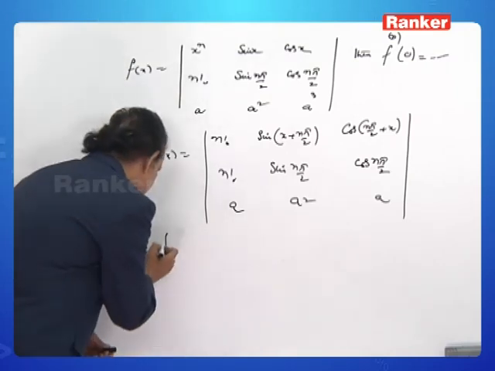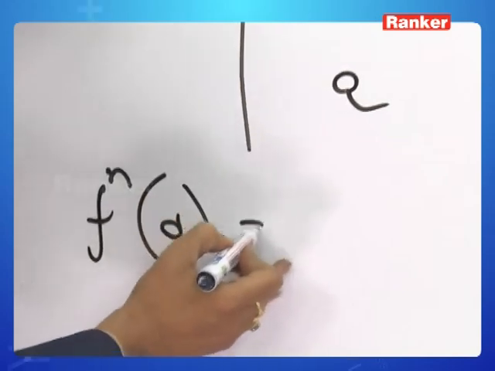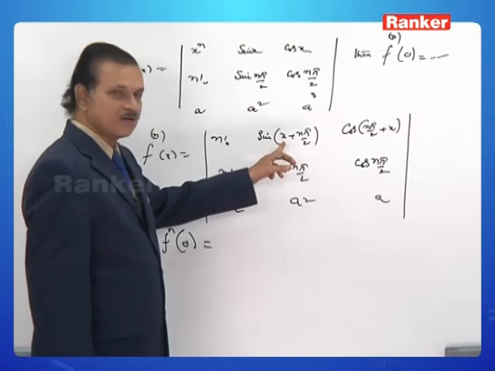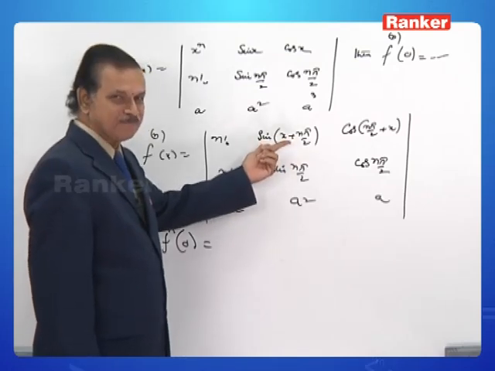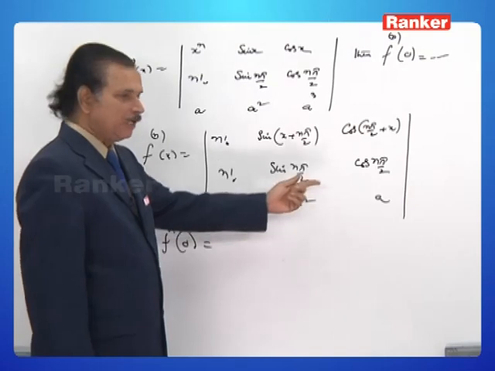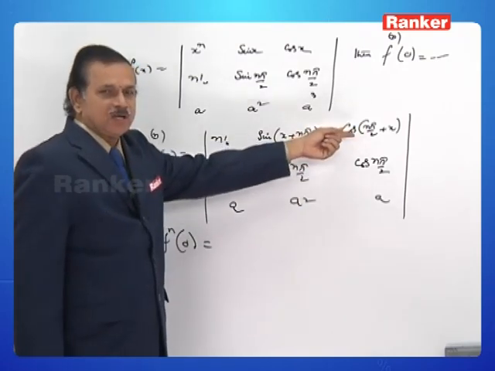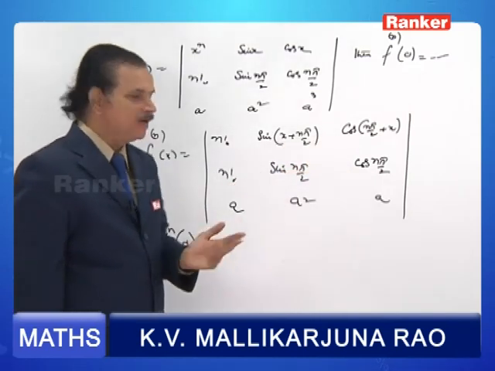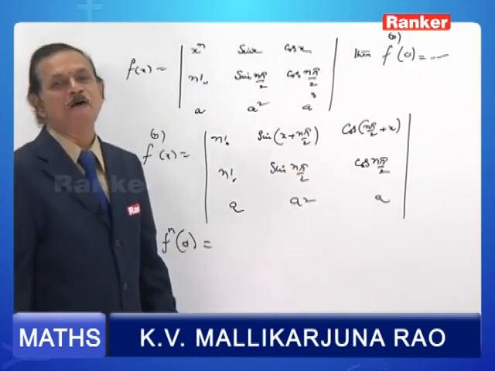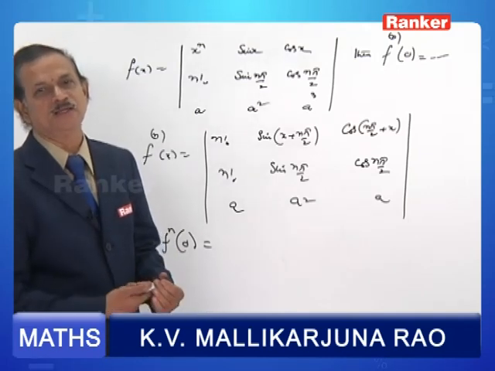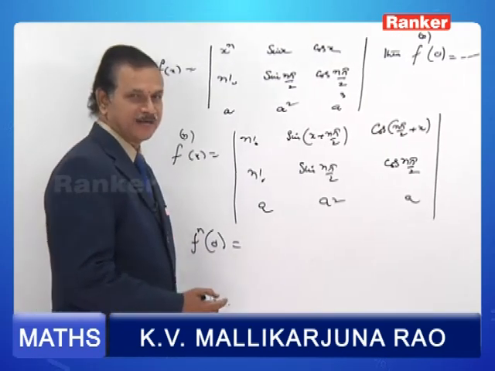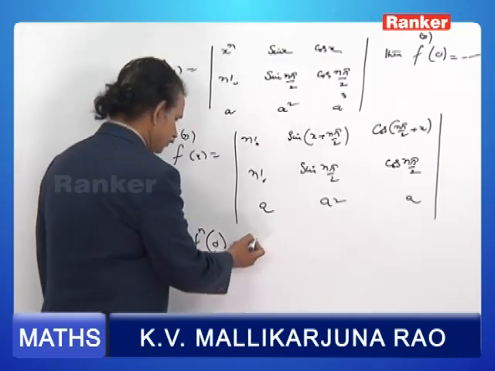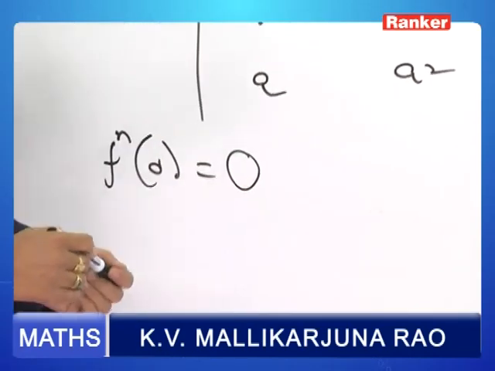Well, what is the nth derivative at 0? That is, x is equal to 0, you substitute. If you place x equal to 0, this becomes sin n pi by 2, which is the same as this. If you take x equal to 0 here, it becomes cos of n pi by 2, which is just the same as this. What is going to happen? The first row and second row become equal in the determinant. If two rows are equal, then its determinant is 0. Therefore, f power n of 0 is 0.